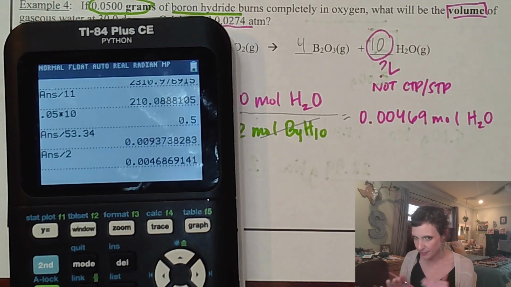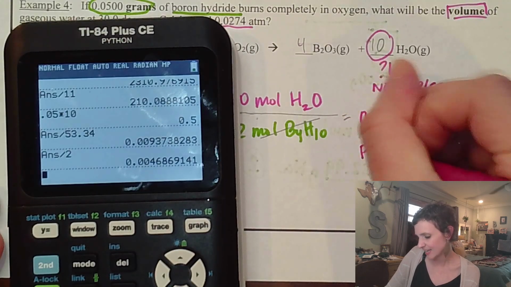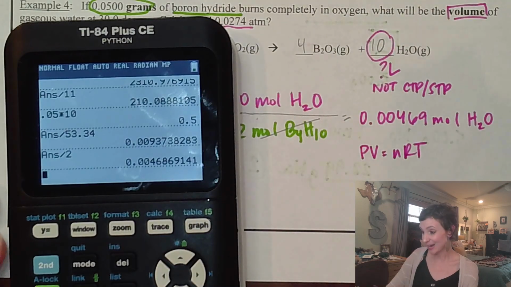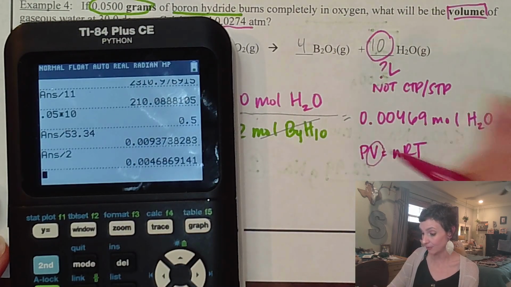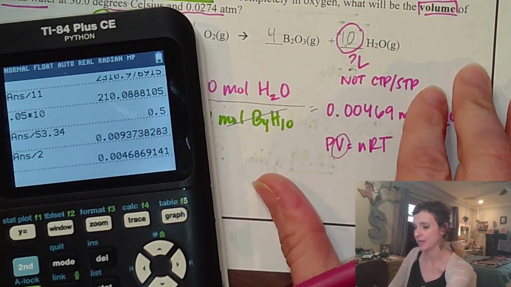So I'm going to take that value and plug it in as N. What's my ideal gas law? PV equals nRT. The point of this is I'm going to be solving for my volume. We wanted to get to liters. Well, here we are. We're going to be using PV equals nRT to solve for V.